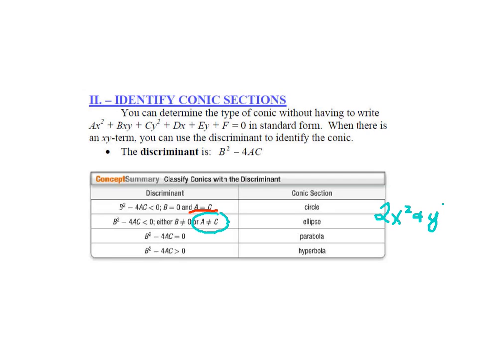The main way you can notice if you get a parabola is that either a or c is going to be equal to 0. So if a or c is equal to 0, then you're going to get a parabola. That just means you only have one x squared term. And then if you have a hyperbola, the biggest thing to look for is that you're going to have a minus sign in front of your x squared or your y squared.